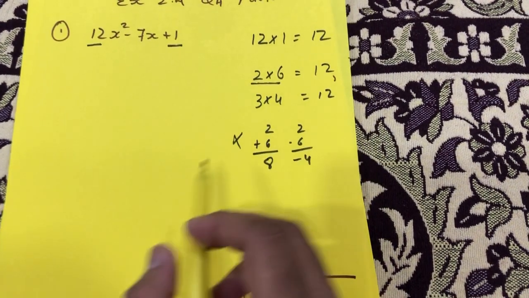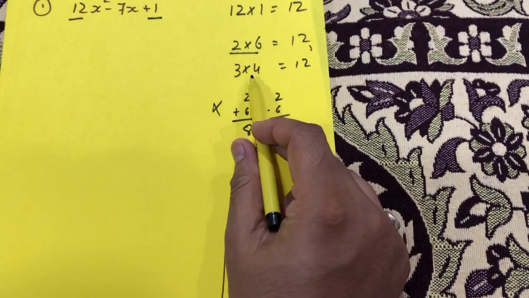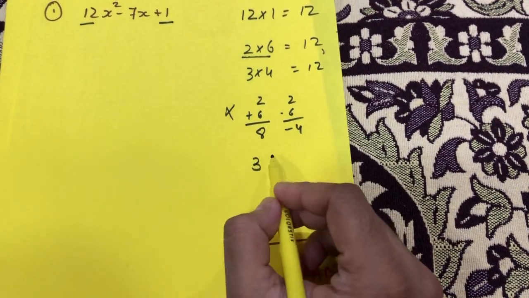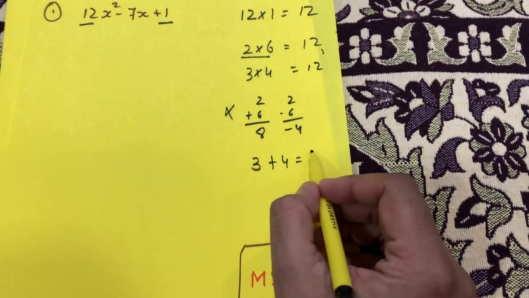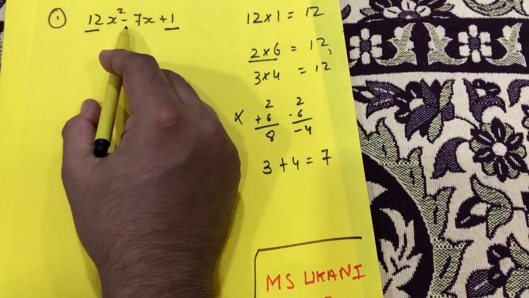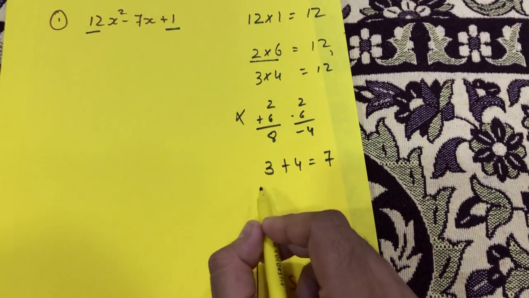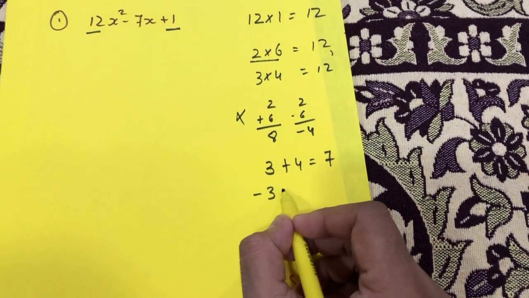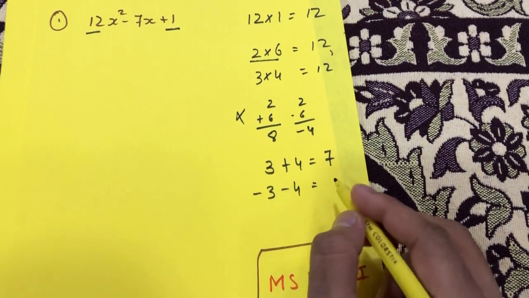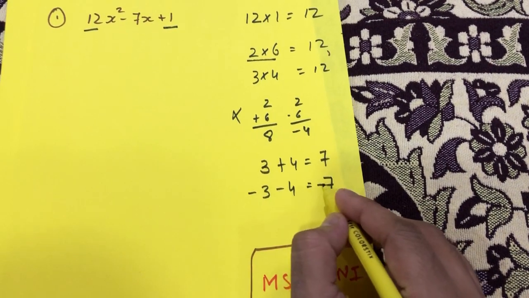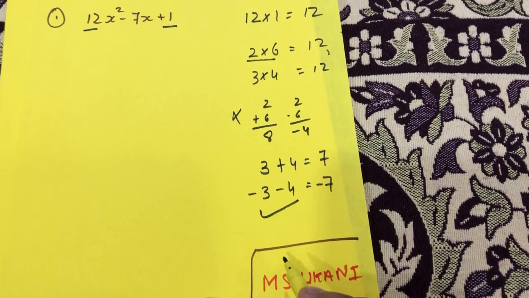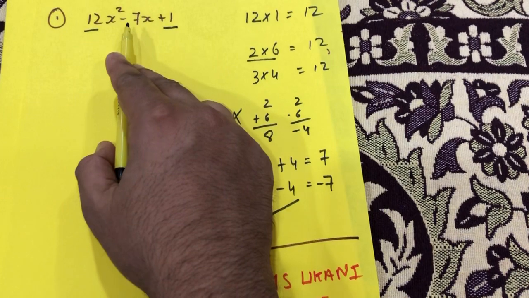Now we will take this pair. If we do 3 plus 4, it will come 7, but we have to bring minus 7. So if we take minus 3 and minus 4, minus minus becomes plus, and the bigger number's sign we will put. In this way, this pair is perfect. The minus 7 is coming here.